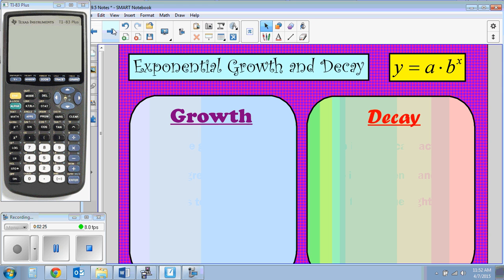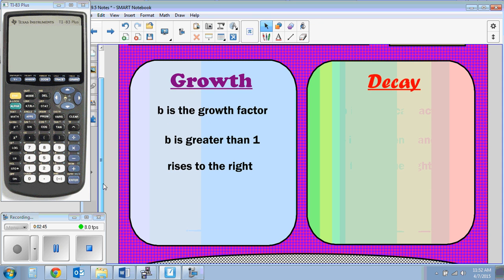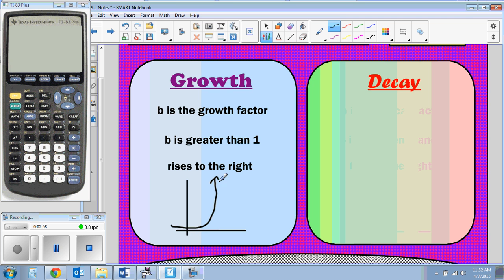So we need to go over how to tell whether it's growth or decay. When it's growth, b is our growth factor, so depending on what our b value is will tell us whether it's growing or decaying. It's going to be growth if it's greater than 1. So if the value being raised to the power of x is greater than 1, it's going to be growth, and our graph rises to the right. What that will look like, we'll make our graph appear. I'm going to make a pen. It starts low, and then it goes up to the right. So it looks something like this.